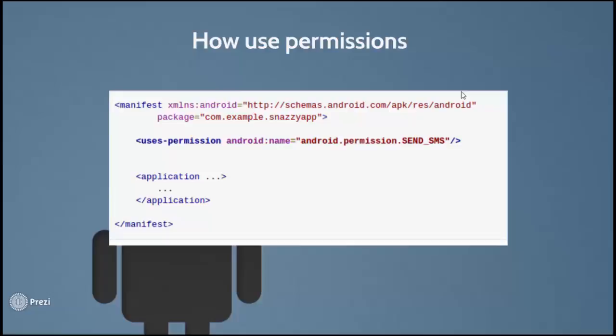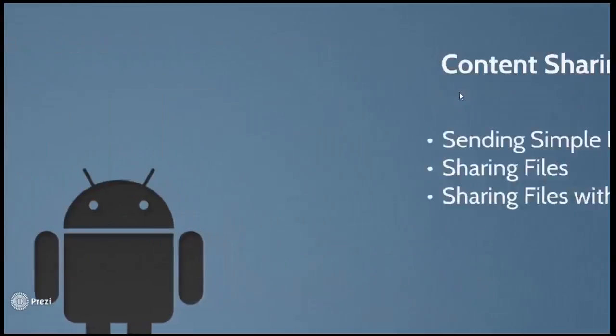The system's behavior after you declare a permission depends on how sensitive the permission is. If the permission does not affect the user's privacy, the system will grant the permission automatically. If the permission might grant access to sensitive user information, the system asks users to approve the request.